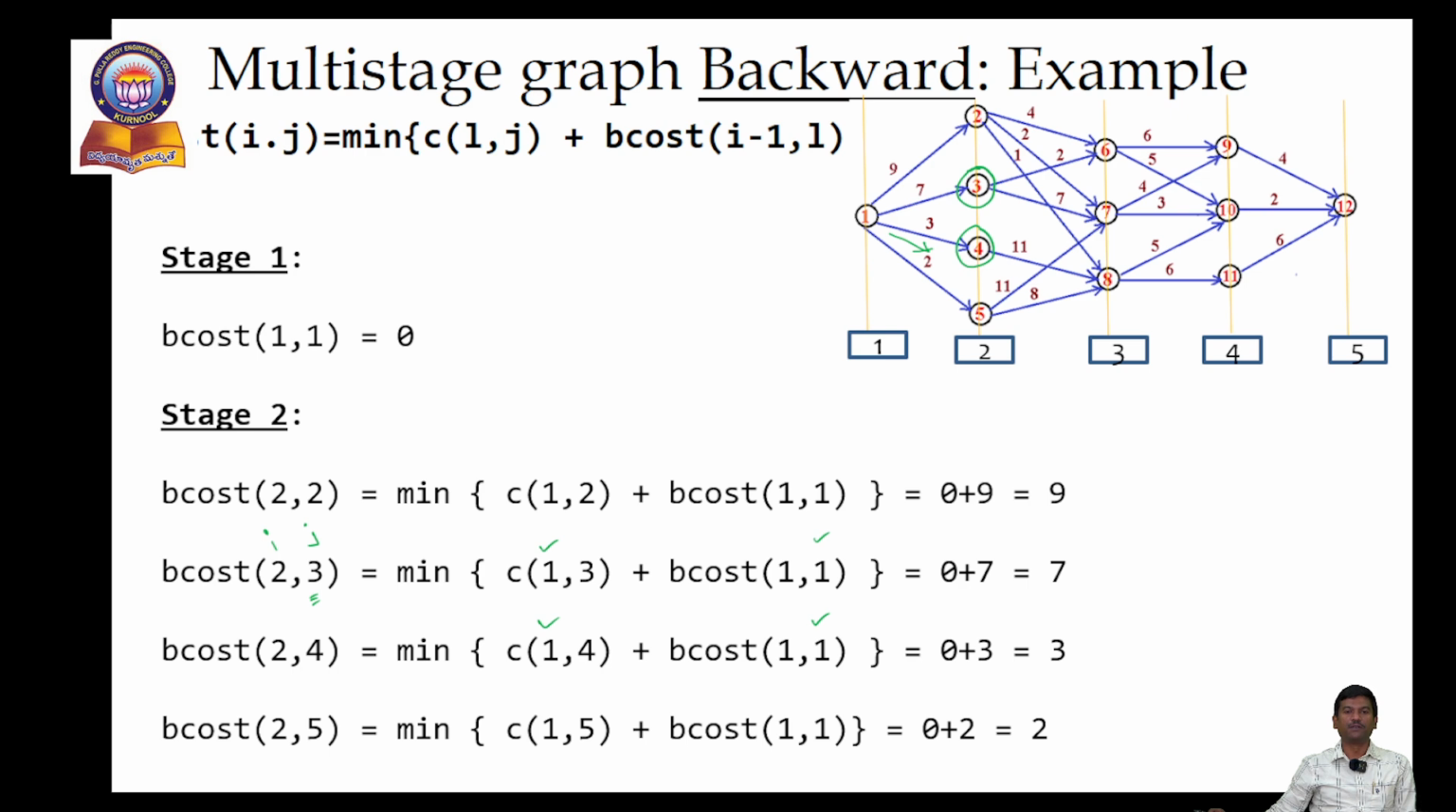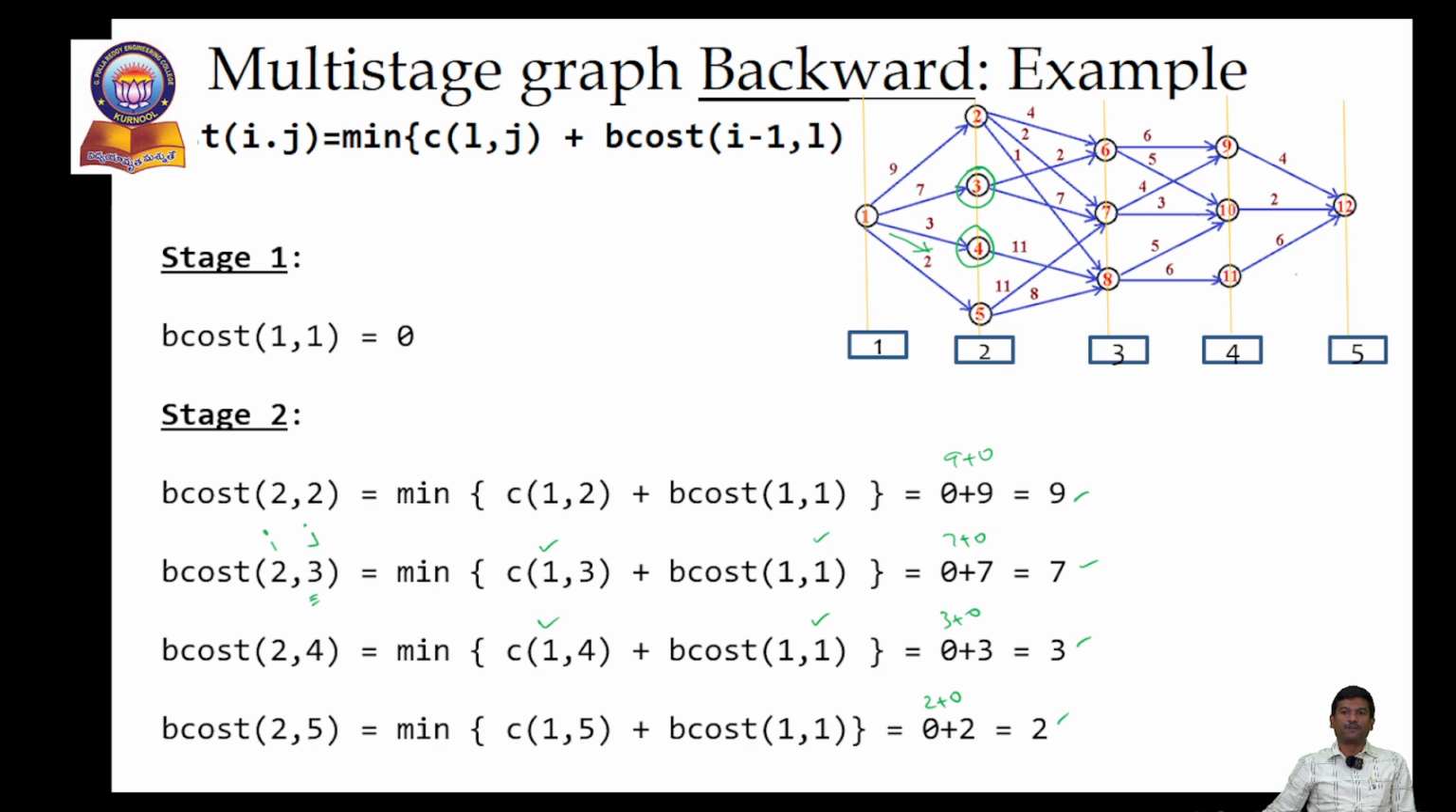So bcost of 2 comma 5 is equal to min of c of 1 comma 5 plus bcost of 1 comma 1. Of course, it has been given in the reverse order. It should actually be c of 1 to 2, that is 9 plus 0. A plus B or B plus A, it is the same thing. 7 plus 0, 3 plus 0, and similarly 2 plus 0. That will be equal to 9, 7, 3, and similarly 2.